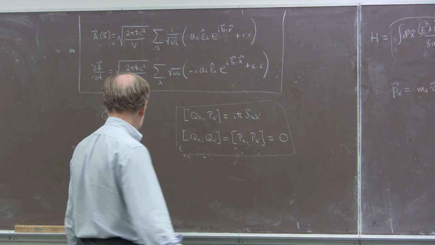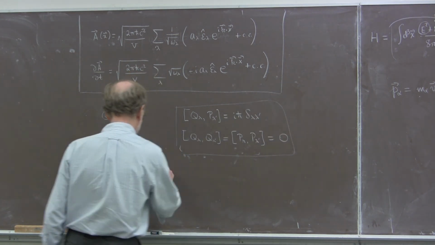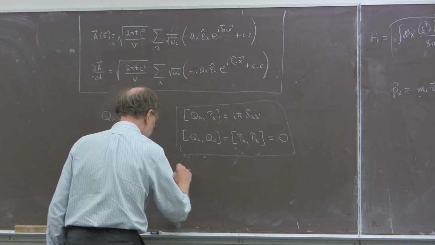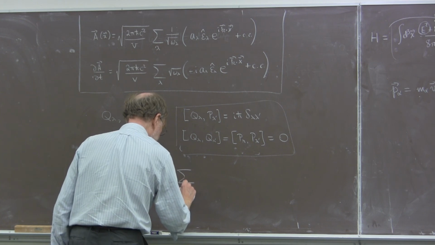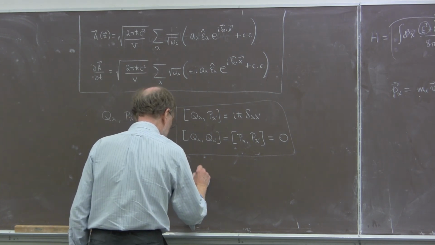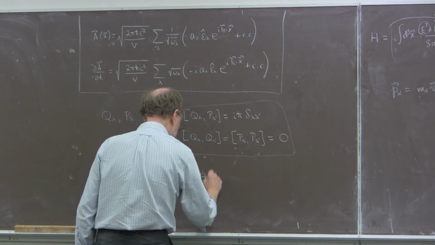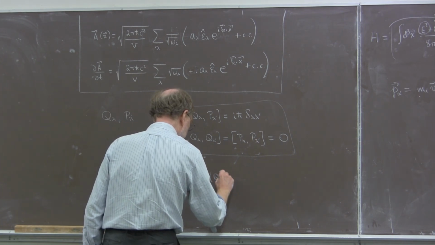And the Hamiltonian, as I said, is just the free field part, so I'll write it down over here. It's just the sum of harmonic oscillators: the sum on lambda of omega lambda over 2 times Q lambda squared plus P lambda squared.